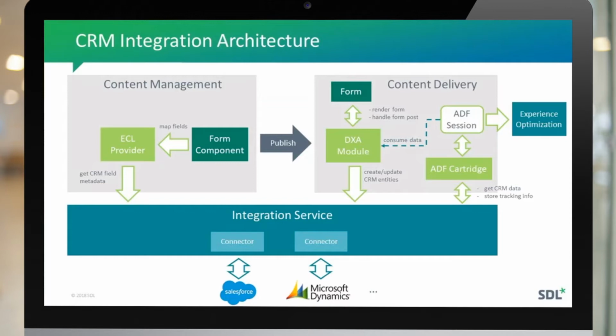The integration service can be used both on the content management and the content delivery side, but maybe in different incarnations with maybe different setups and characteristics. On the content management side, you can use an ECL provider to get the metadata of the available CRM feeds, as I showed in the demo. On the delivery side, there's a DXA model that renders the forms and when the forms are submitted, there's a specific controller that translates those operations to the integration service to create and update the different CRM entities.